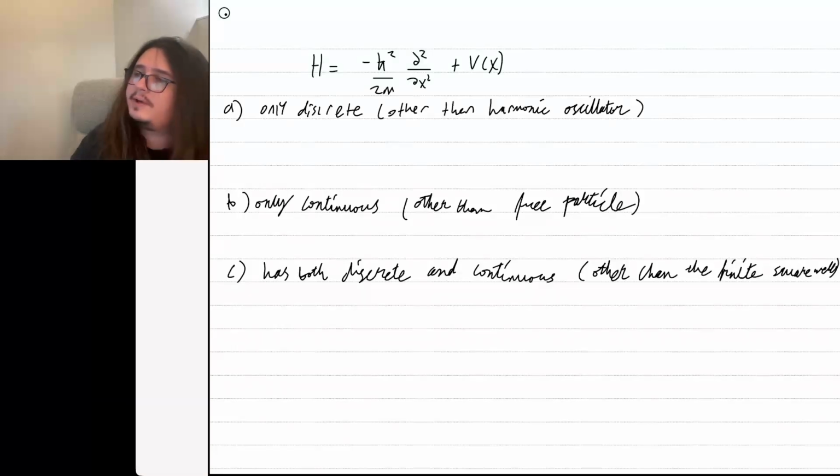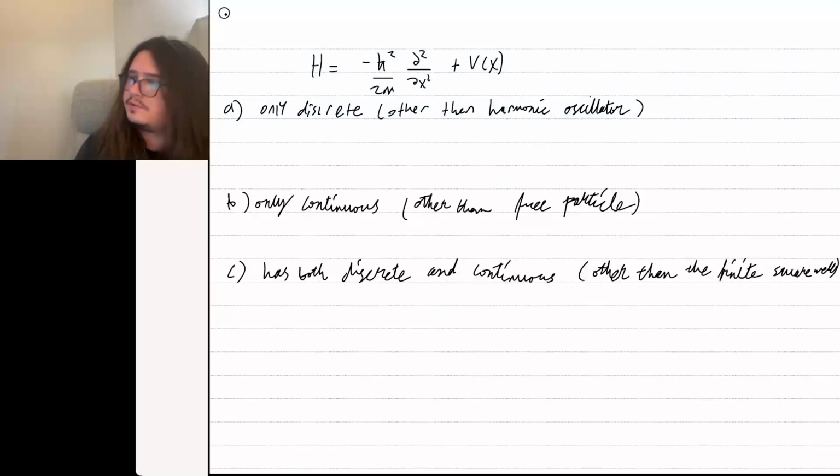We're going to be looking back at a few Hamiltonians from Chapter 2 and classifying them based on whether they have a discrete spectrum, a continuous spectrum, or bits of both, other than the ones specified in the problem statement. The harmonic oscillator is an example of one that has only a discrete spectrum, because you can only have certain energy values and certain eigenfunctions for the wave functions in the harmonic oscillator.